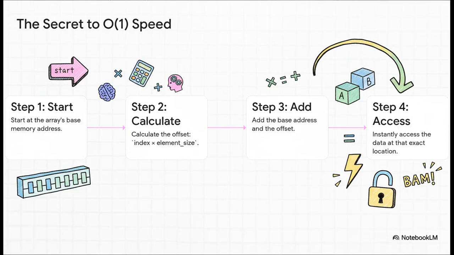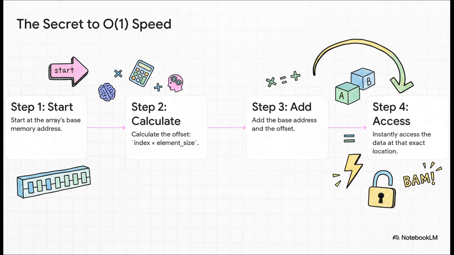So how does that neat row of houses translate into pure speed? Well, the computer is actually pretty clever here. It doesn't have to search for anything. It just does one quick calculation. It knows where the street starts, that's the base address. Then it does some simple math like, okay, I need the 5th item, and each item is this big. It calculates the exact spot, and bam, it jumps right there, instantly. And that, my friends, is what we call O(1), or constant time access.